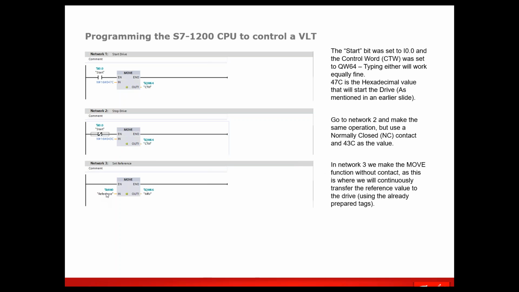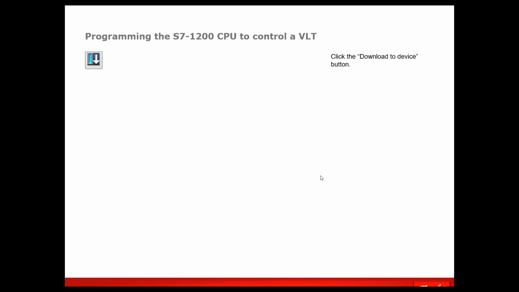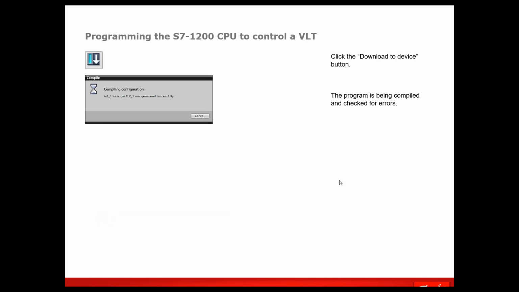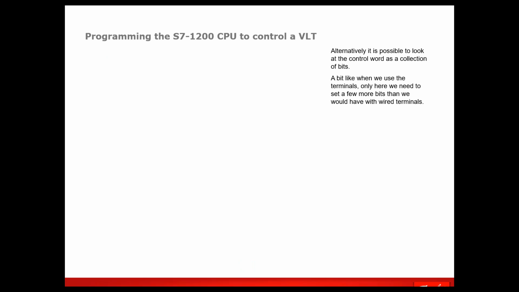And then we're moving from the tag reference into the main reference value. That's the basic network: we're looking at the tag for start and the reference here to control the drive. Then in the main routine, we're going to take that block and just enable it. Then we download it back into the PLC. Same thing as before. We're going to override, load.